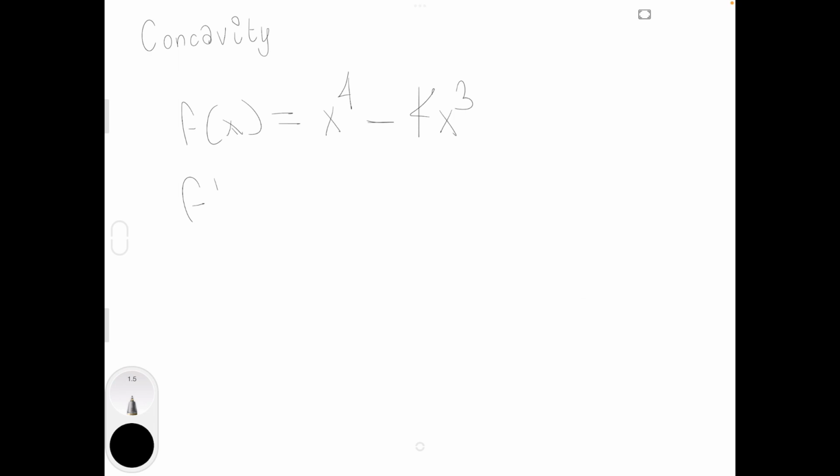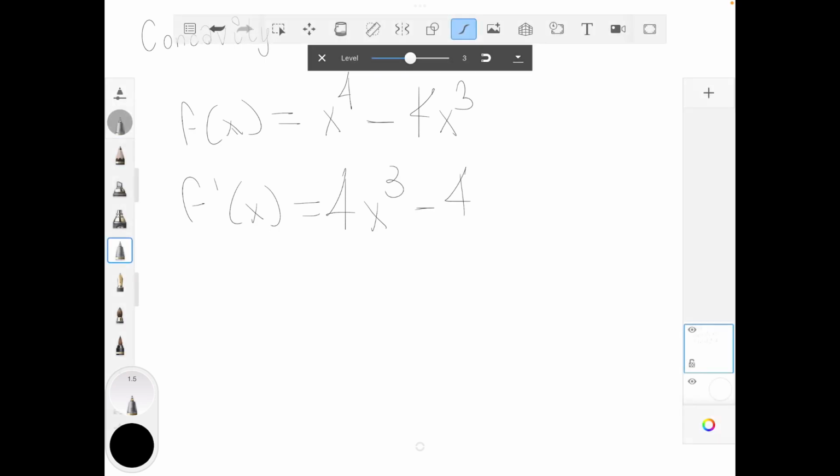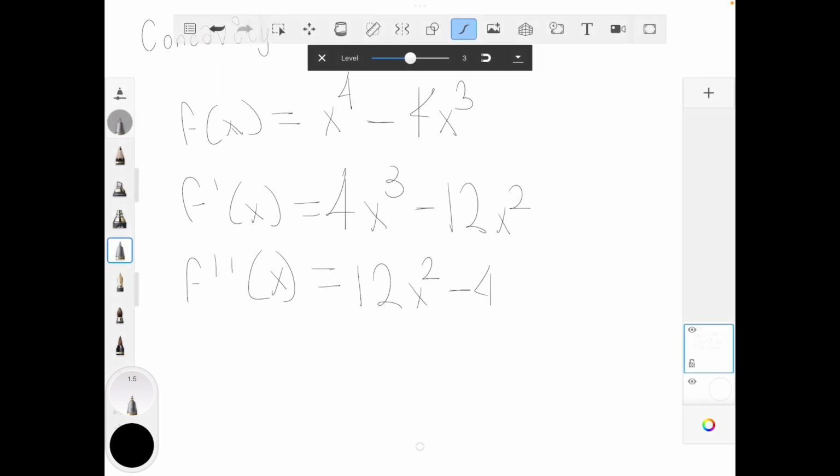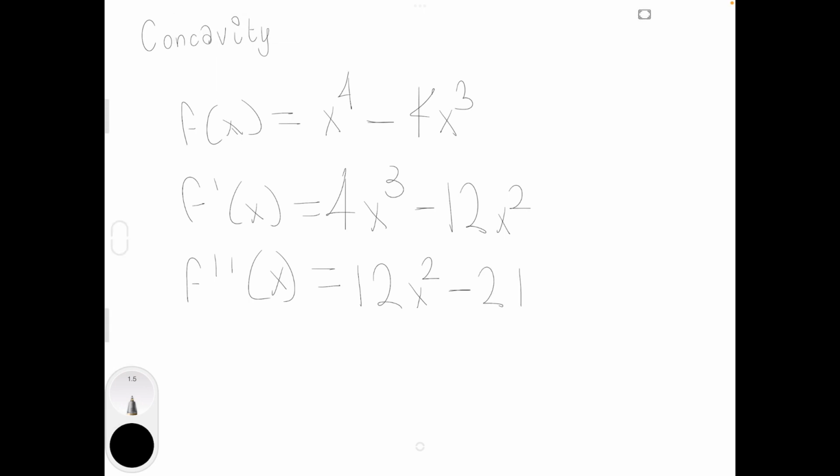So f prime of x is equal to, you can probably do this one in your head, 4x cubed minus 4 times 3, so 12x squared. And then you take the derivative of that, so the second derivative, and that's going to be 12x squared minus 24x.